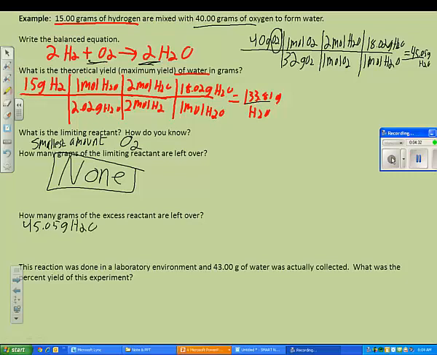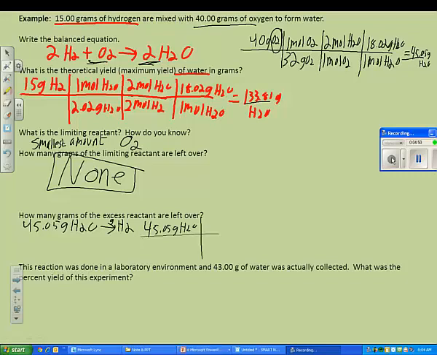Now we're going to end up going back to how much of our excess reactant we have. So we're going from grams of H2O back to our excess reactant, which is going to be H2. So we're going to grams of H2. So more stoichiometry, 45.05 grams H2O.